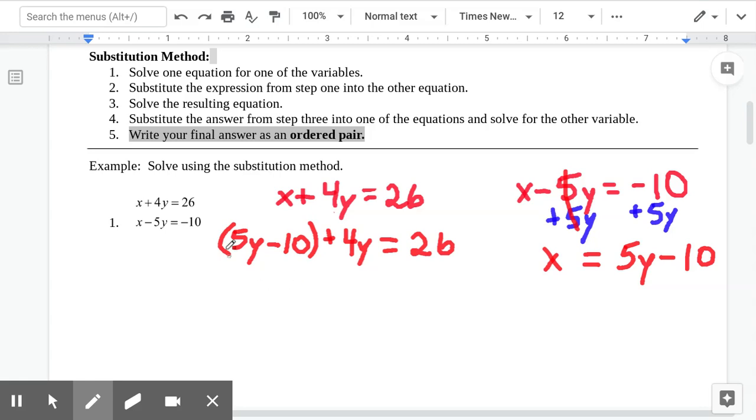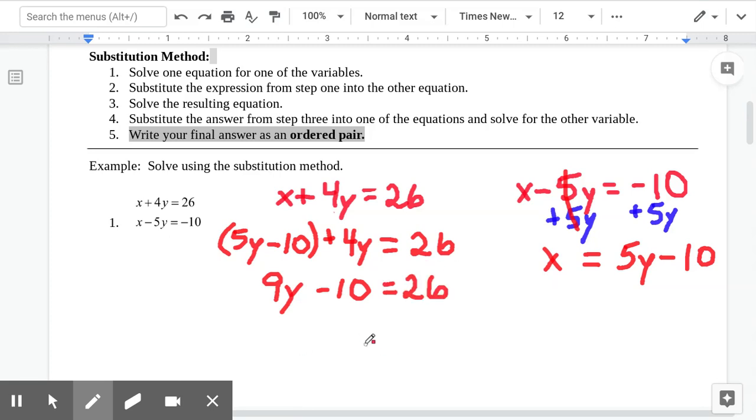So I still use parentheses when I substitute. The good news is there's no value in front of the parentheses other than that understood 1. So we don't need to distribute in this scenario. We can go ahead and start to combine like terms. We have 5y plus 4y over here, and that gives us a total of 9y. We still have the minus 10, and on the right side, we are still equal to 26.